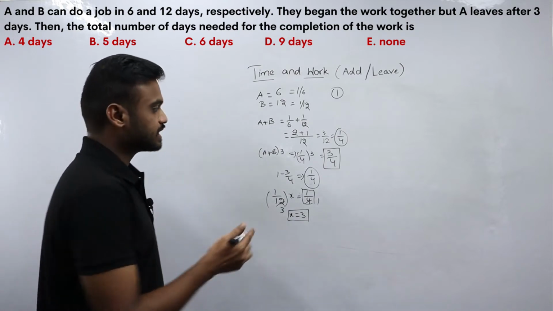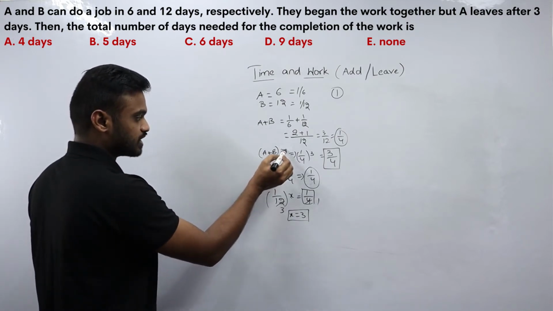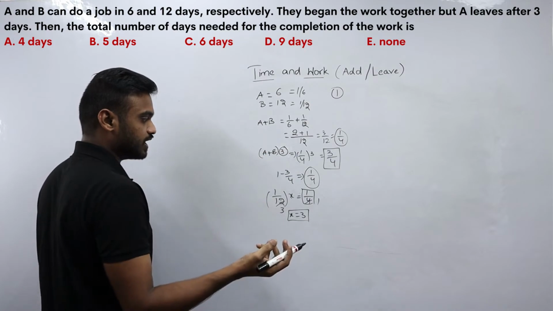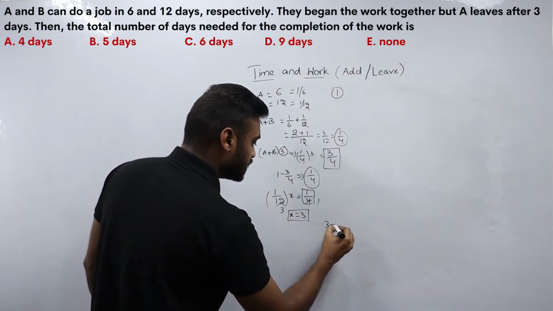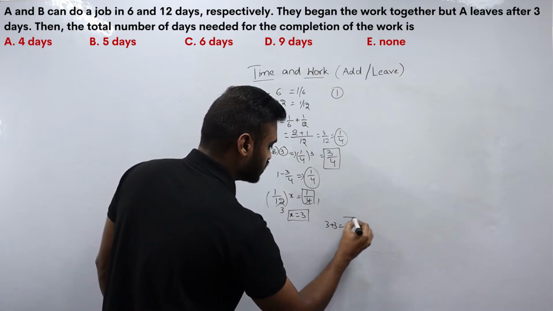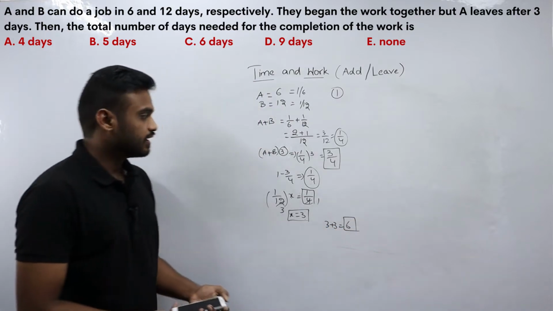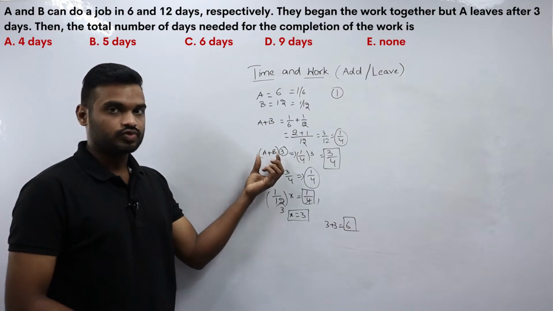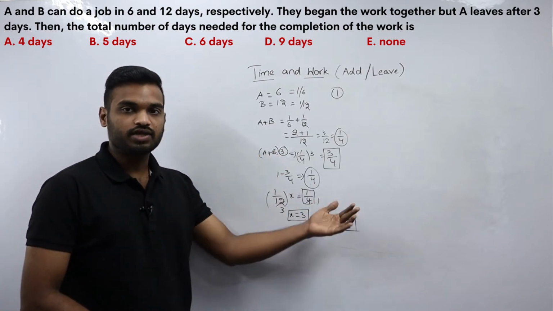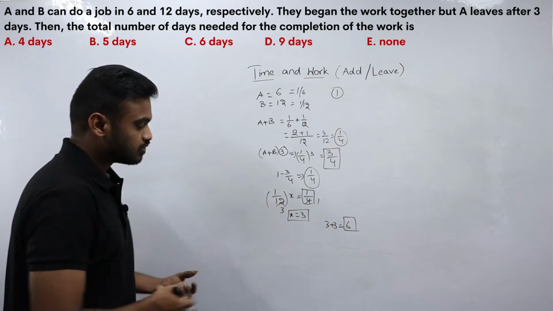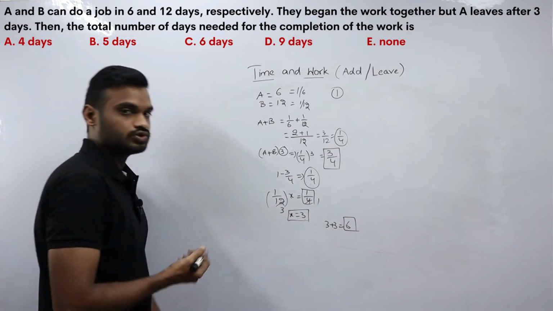So A plus B worked for 3 days, and after A left, B worked for 3 days. Totally they take 3 plus 3, that is 6 days to complete the work. Understand this. A and B have worked for 3 days and then B alone takes 3 days to complete the remaining work after A leaves. Now they are totally taking 3 plus 3, that is 6 days to complete the work.